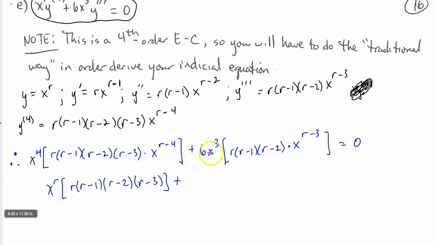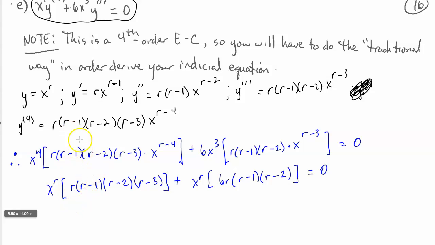Okay. And similarly here, if I take this x cubed and multiply it times x raised to the r minus 3, that's just going to leave us with x raised to the r. So here we have x raised to the r. And of course, this will just be 6 times r minus 1 times r minus 2. And that will equal 0.